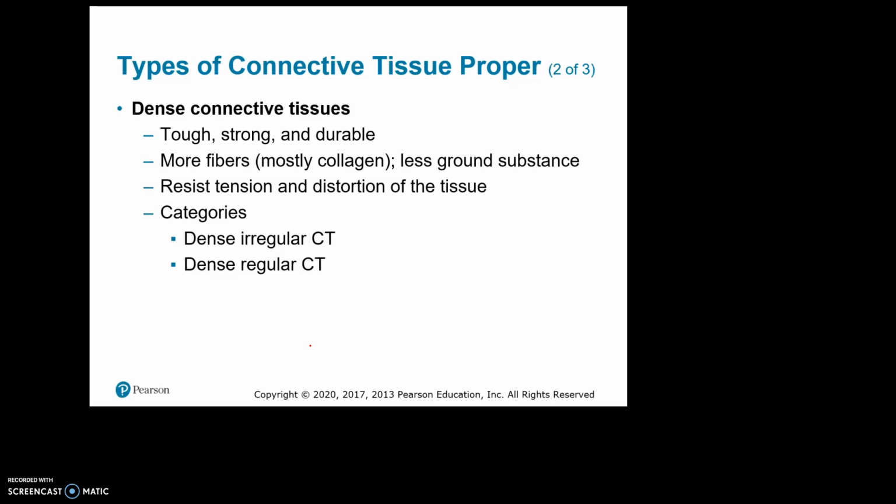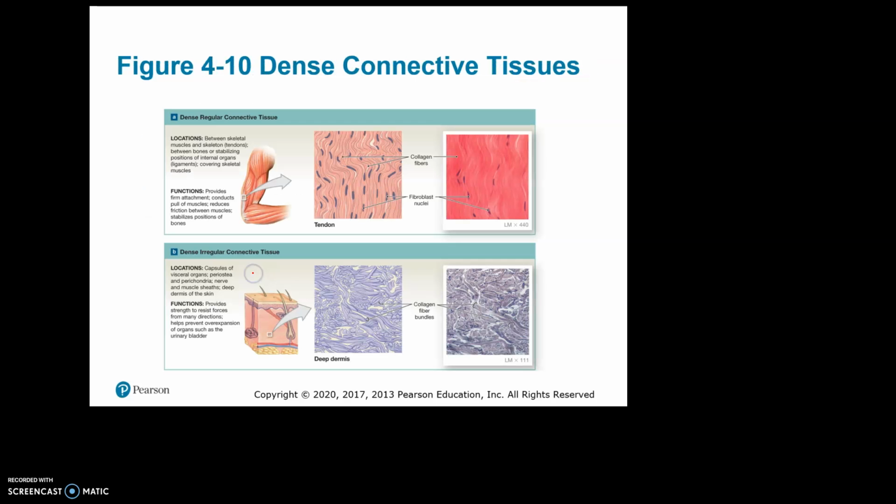With connective tissue proper, we covered the 3 types of loose connective tissue proper. Now we're going to cover the dense connective tissue proper, and there are 2 types: dense irregular and dense regular. The dense regular connective tissue is going to be tendons and ligaments primarily. Tendons connect muscle to bone, and ligaments connect bone to bone.